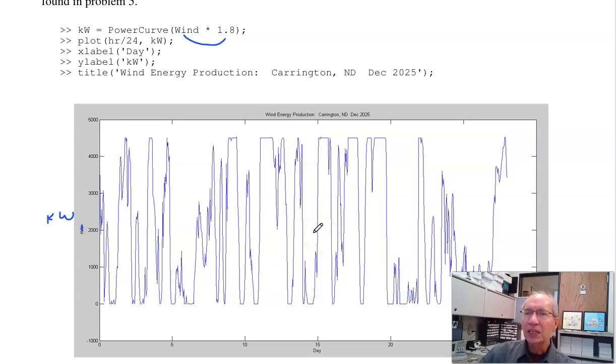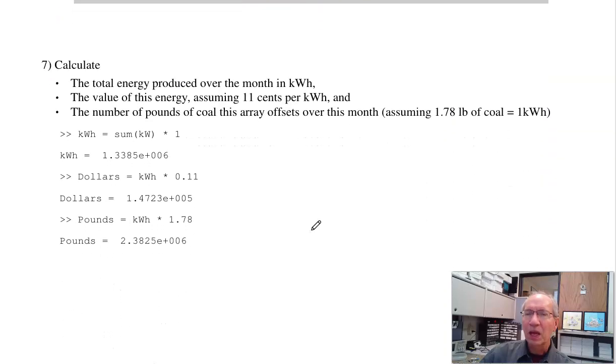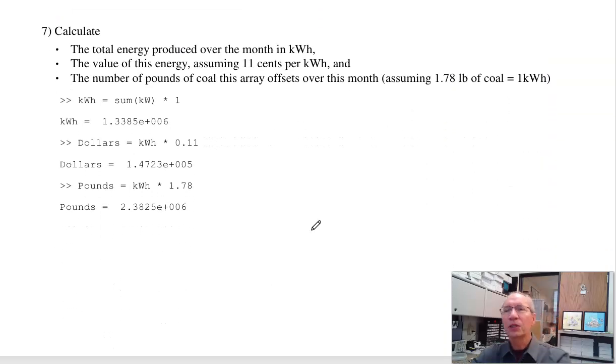Okay, so let's analyze that data. How many kilowatt hours would I produce over those 28 days? That's integration, or Matlab sum. The width is 1, so the sum is also the integral. This would produce 1.3 million kilowatt hours. Big number. How much money would it produce? Assuming 11 cents a kilowatt hour, it would produce $147,000.